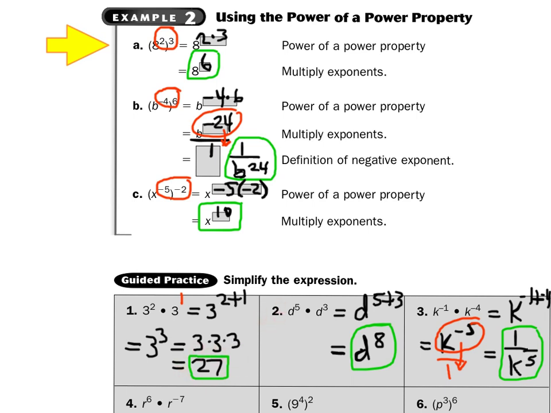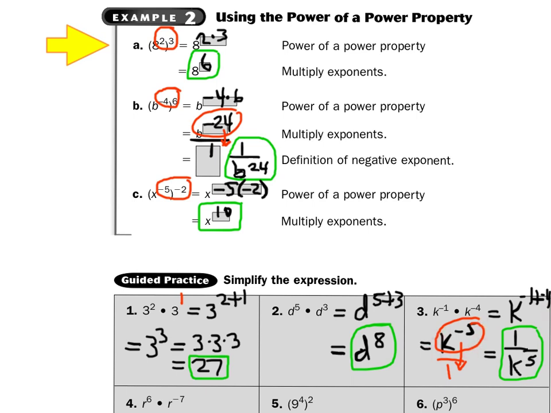Okay, take a look at number 2. d to the 5th power times d to the 3rd power. The bases match, so I copy the base, the d, and then I add the powers, 5 plus 3. So that gives me d to the 8th power. Look at number 3. It's k to the negative 1st power times k to the negative 4th power. The bases match, so I copy the k, and then I add the powers, negative 1 plus negative 4. That gives me k to the negative 5th power.